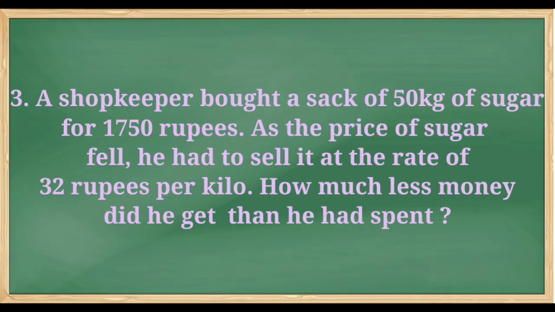Our next question is, a shopkeeper bought a sack of 50 kg of sugar for rupees 1750. As the price of sugar fell, he had to sell it at the rate of 32 rupees per kilo. How much less money did he get than he had spent?